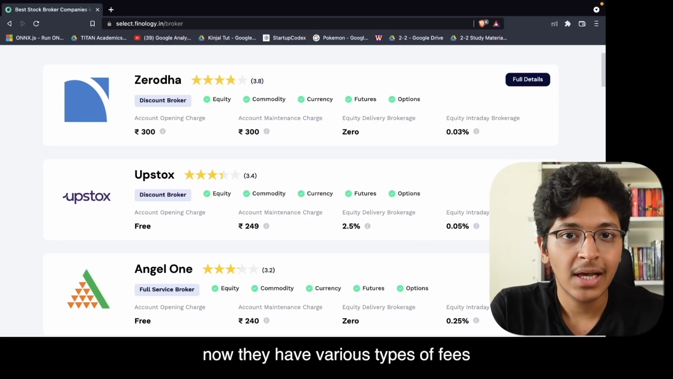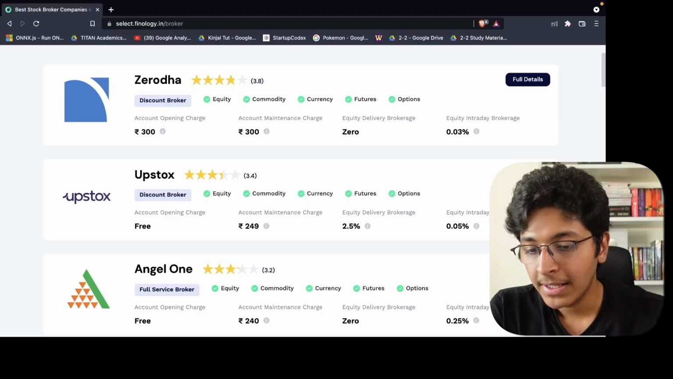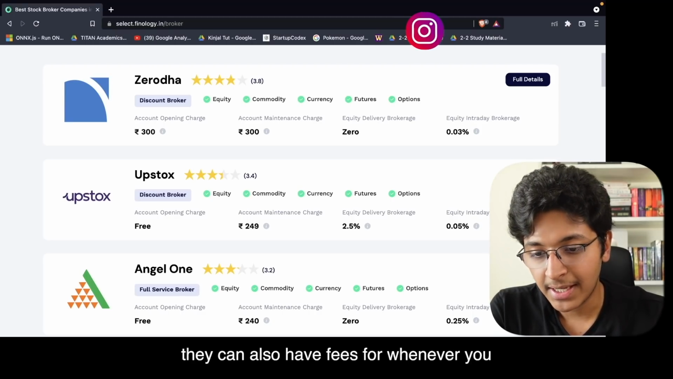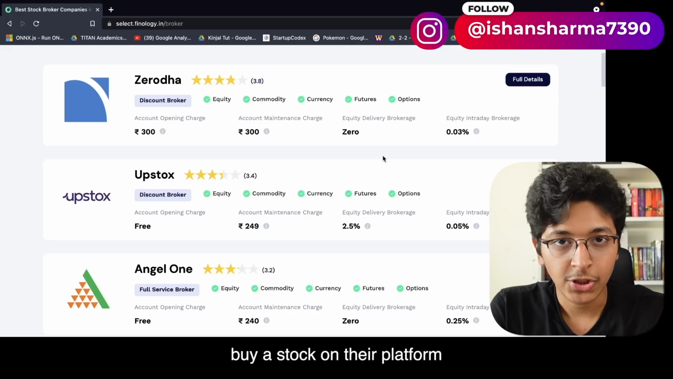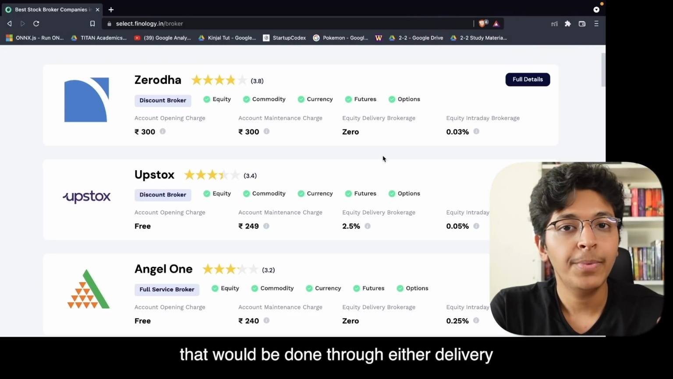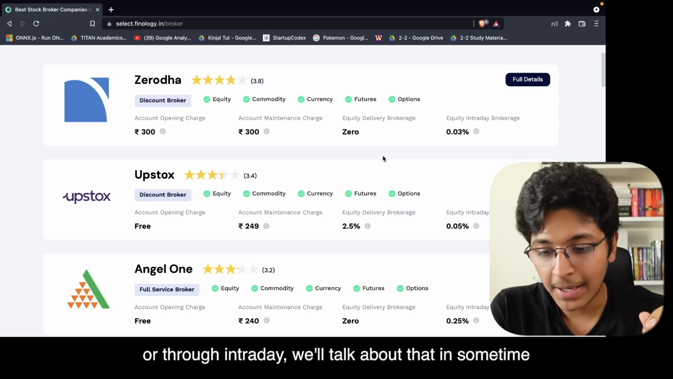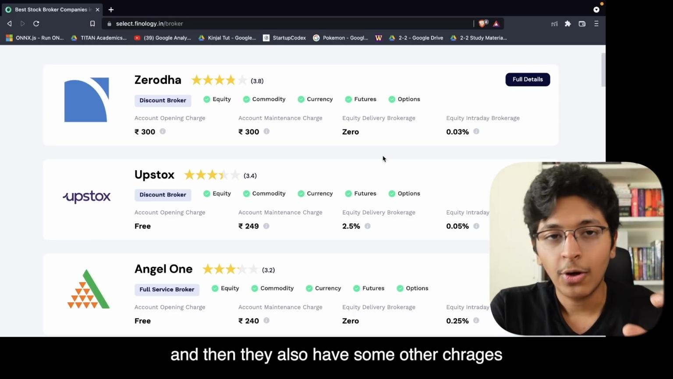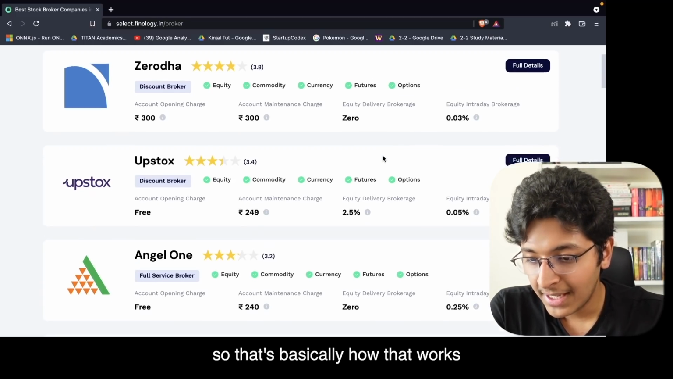Now they have various types of fees. First of all, they can charge you whenever you want to open a Demat account with them. They can charge you for maintenance charges. They can also have fees for whenever you buy a stock on their platform. That would be done through either delivery or intraday. We will talk about that in some time. And then they also have some other charges that we will be covering in some time. Okay, so that's basically how that works.